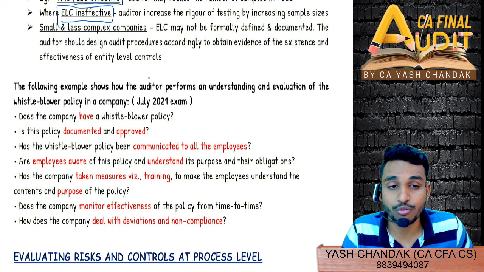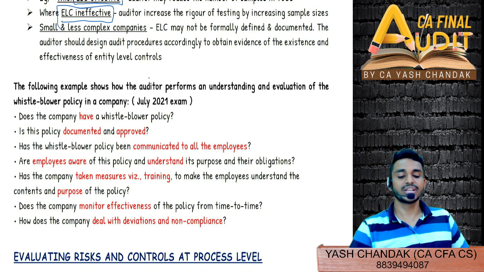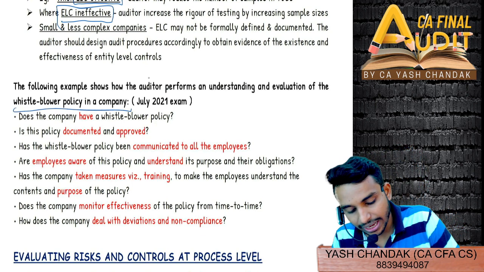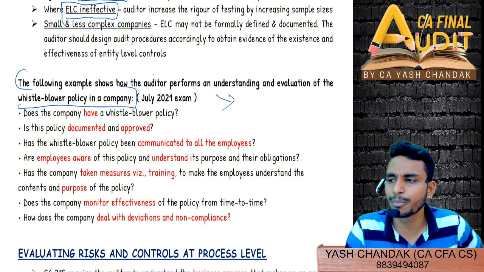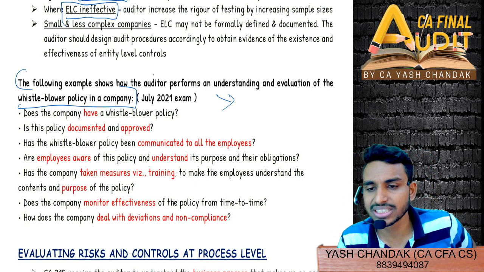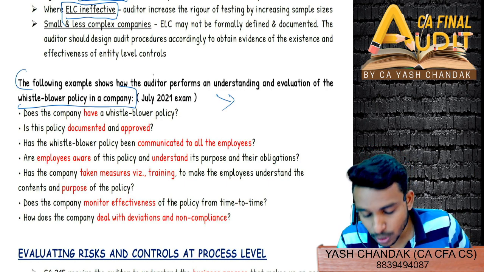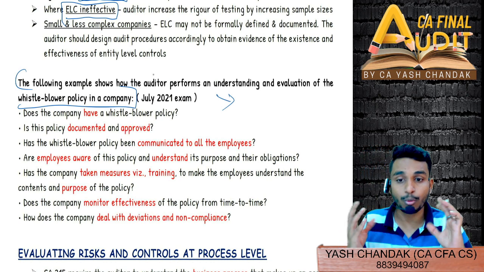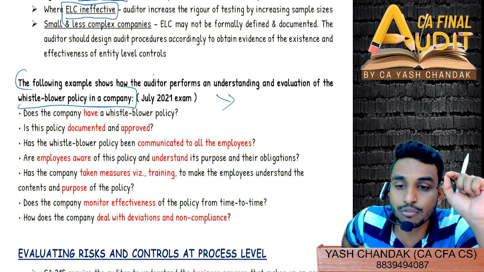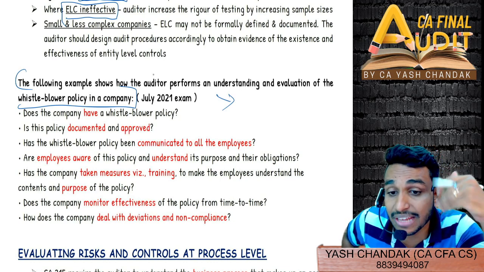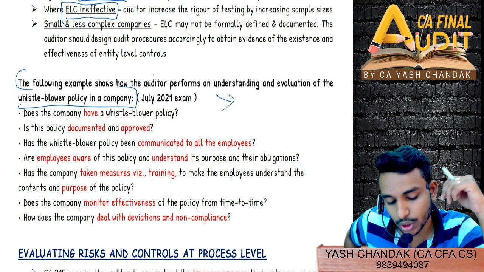Now, whistleblower policy, this was asked in the July 21 exam. The following example shows how the auditor performs an understanding and evaluation of whistleblower policy in a company. And let me tell you, when this came, everyone was thinking that it might be from LODR or the Companies Act or some such chapter. But it was from here that they wanted you to perform an understanding and evaluation of the whistleblower policy. Whistleblower policy, I told you, is an example of entity level control. So it should directly ring your bells that they are talking about entity level controls, and therefore how an auditor will evaluate and understand.